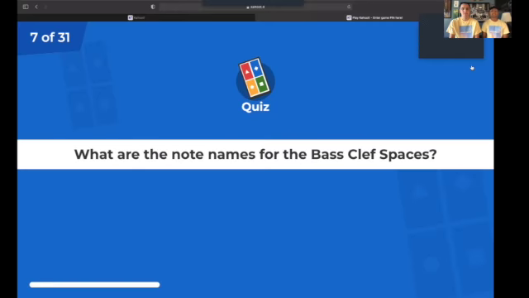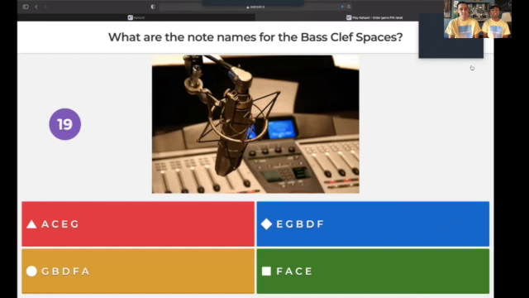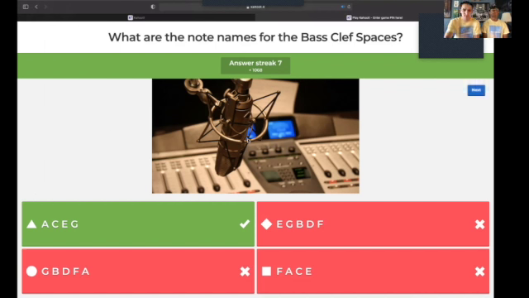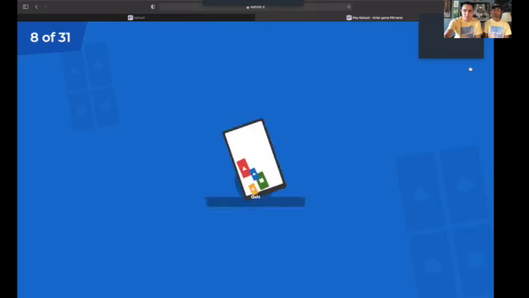Moving on to question 7, what are the note names for the bass clef spaces now? Is it A, C, E, G; E, G, B, D, F; G, B, D, F, A; or F, A, C, E? So thinking back to the acronyms, remembering that the bass clef spaces and the bass clef notes in general and the treble clef notes are different. Let's figure out what this answer is, and it is A, C, E, G. Just like I said, remember that the lines and spaces are different depending on the clef you're in. So just remember those acronyms that we talked through.